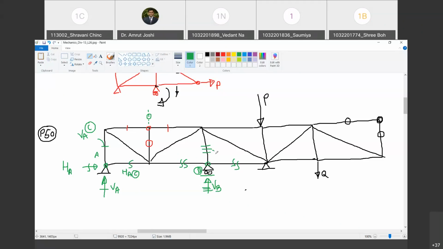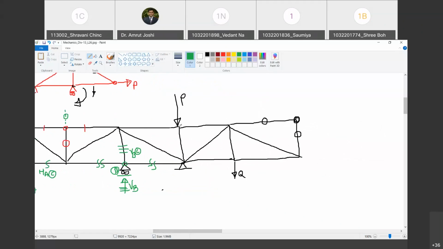Therefore, force in this member is VB compressive. Happy? Yes, sir. Okay. Can I apply that rule here? Yes, sir. So force in this member must be P compressive. Happy? Yes, sir. And this force must be equal to this force. Yes, sir. Can I apply the rule here?